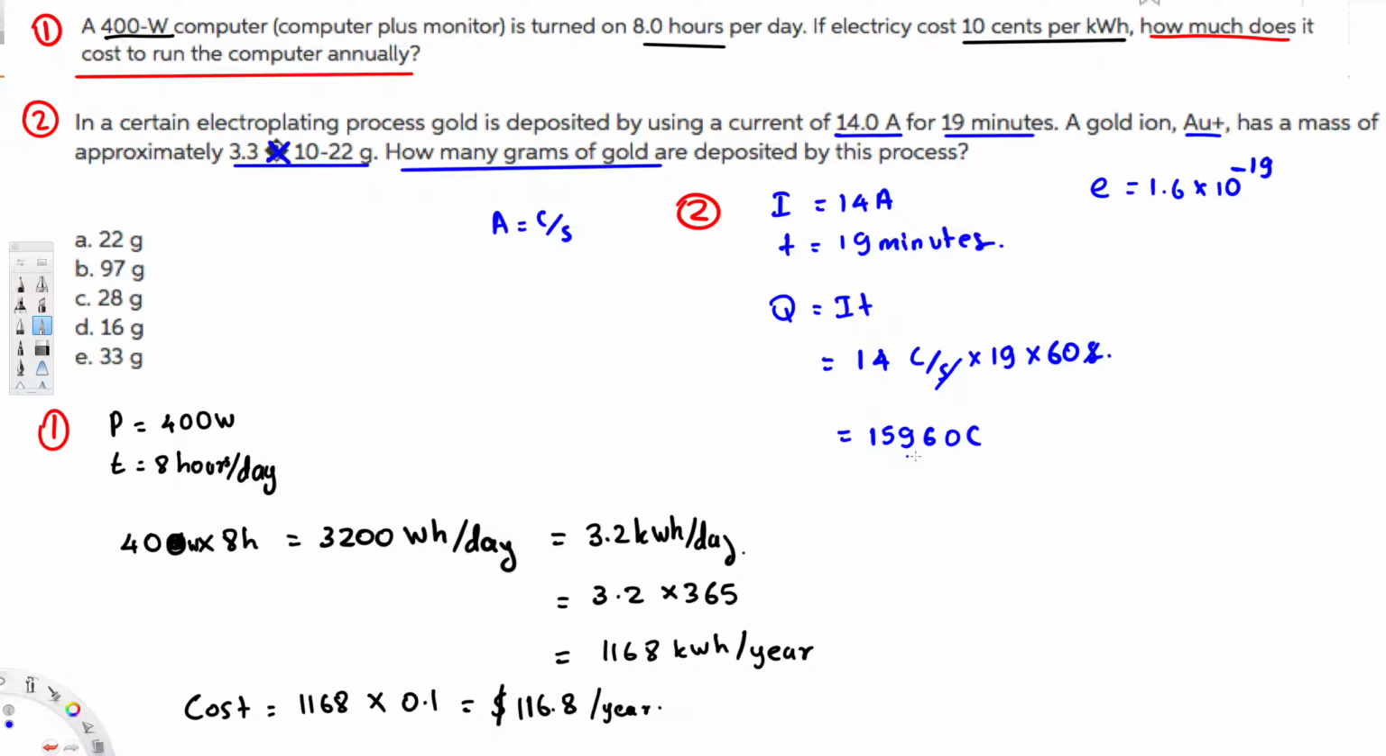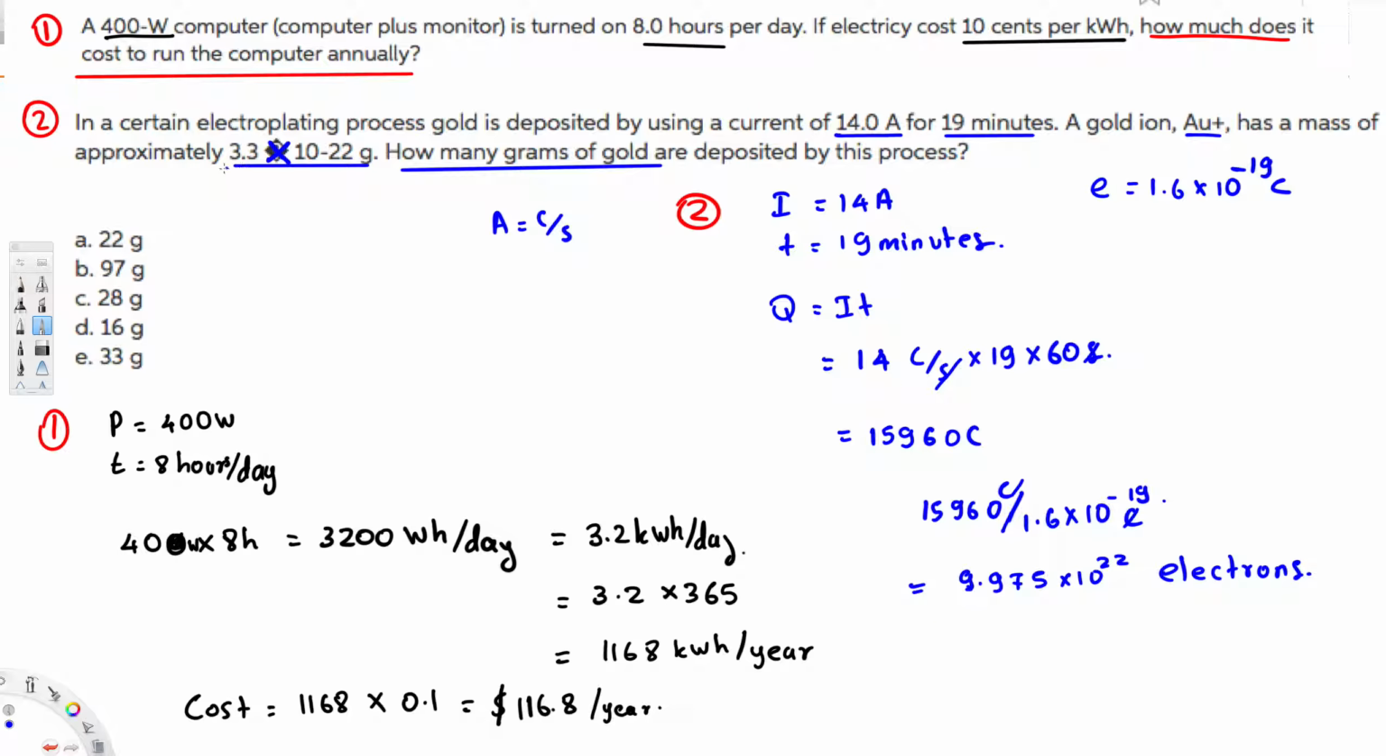Now we have to know how many electrons are in this charge. We know the charge of one electron is 1.6 times 10 to the power minus 19 coulomb. To find the total number of charges, we divide this value, 15960, by 1.6 times 10 to the power minus 19. That's going to give us the number of electrons. If you divide, that's going to give you 9.975 times 10 to the power 22 electrons. Coulomb cancels, and the answer is in electrons.